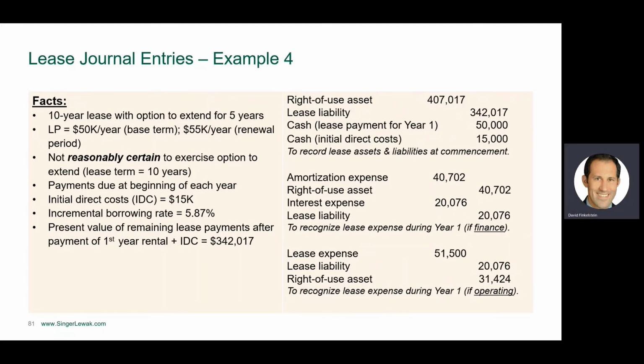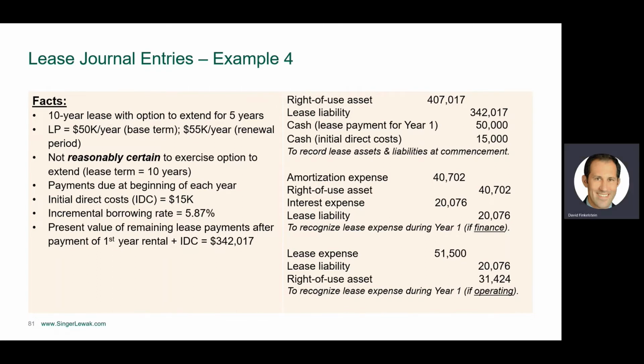For this fourth example, our facts are that we have a 10-year lease with an option to extend for an additional 5 years. The lease payment is going to be $50,000 a year for the base term. The renewal period is going to be $55,000 a year. We do not have a reasonably certain expectation to exercise the option to extend. So our lease term in this case is going to be calculated based on 10 years. The payments are due at the beginning of each year.